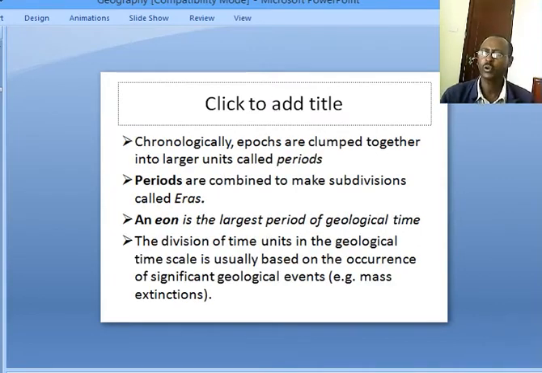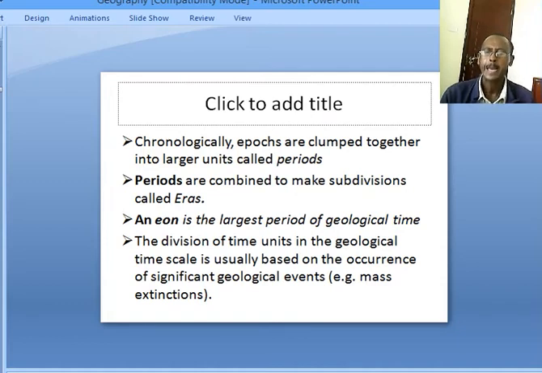Chronologically, epochs are clumped together into larger units called periods. So different epochs will form one period, like the Precambrian period, and so on and so forth. And periods are combined to make subdivisions called eras: the Paleozoic era, the Mesozoic era, the Cenozoic era, and so on and so forth. And an eon is the largest period of geological time, and the division of time units in the geological time scale is usually based on the occurrence of significant geological events.